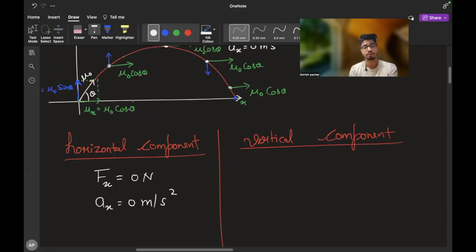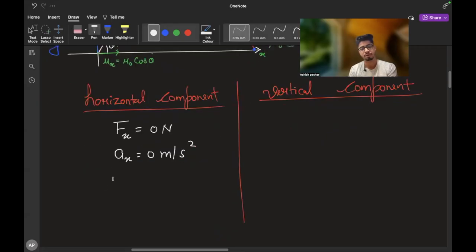And what is the velocity in the horizontal direction? It is always going to remain the same. So ux is equal to the initial velocity that you threw it with, times cos theta.